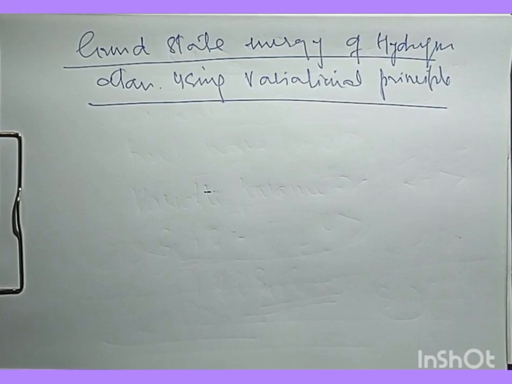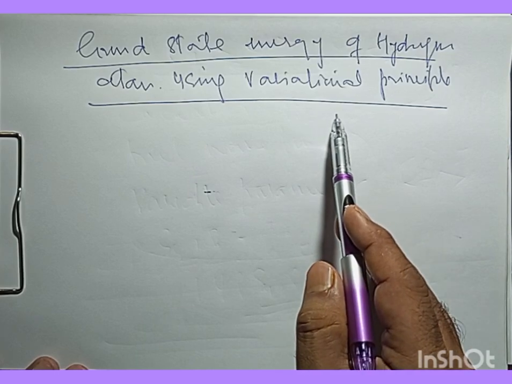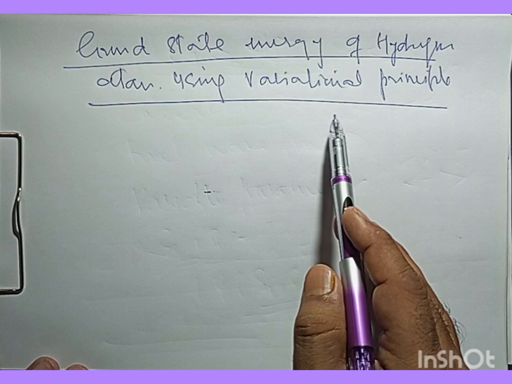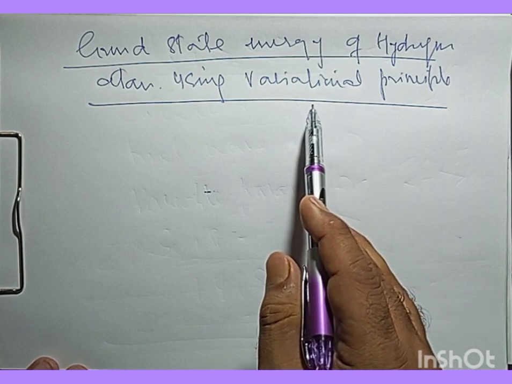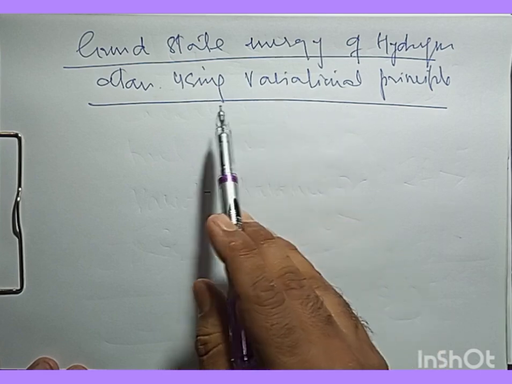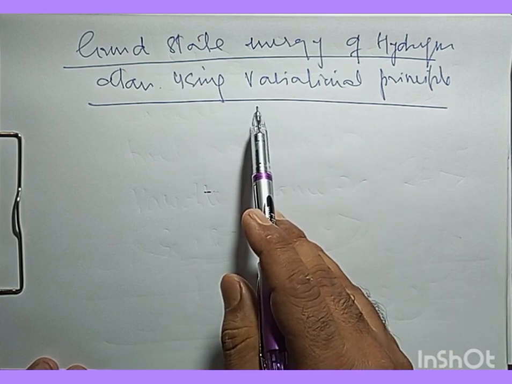And in this video, I'll be talking about the application of the variational principle that we have already discussed in the previous video. And I'll subject this variational principle to calculate the ground state energy of the hydrogen atom.